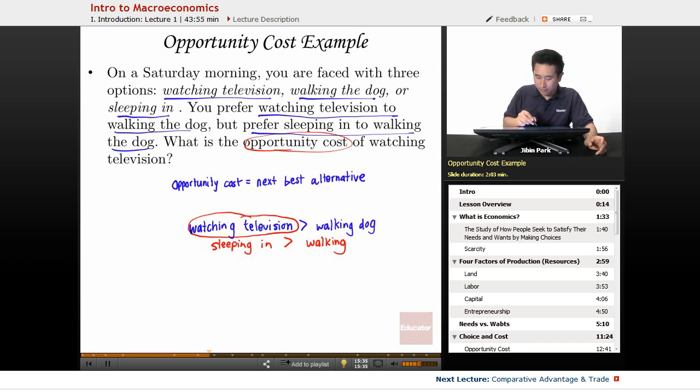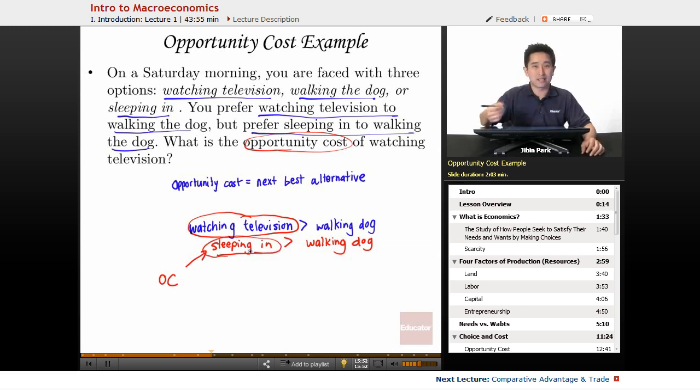Well, if watching television is better than walking the dog, but you prefer sleeping in to walking the dog, then the opportunity cost is going to be sleeping in. So the opportunity cost of watching television would be sleeping in. Basically, what you're saying is instead of watching television, what would you have been doing? And if that's sleeping in, that's your opportunity cost.